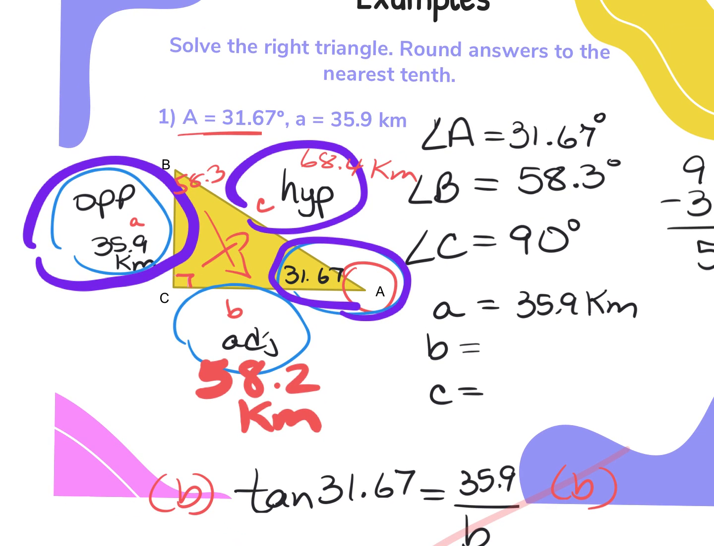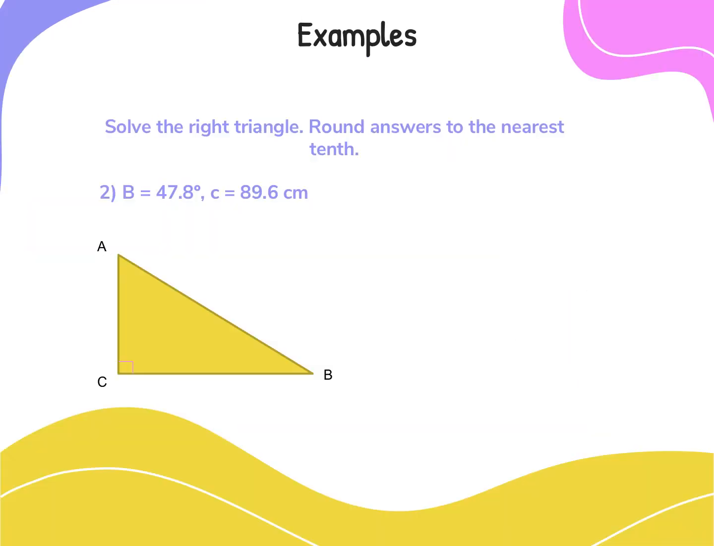I don't recommend that you do Pythagorean theorem to get a side length. I would use it to check it, because again, some of these numbers are rounded answers. Okay, so same thing here.